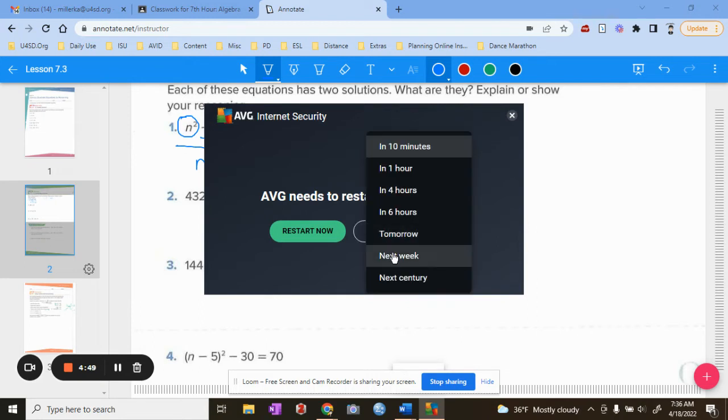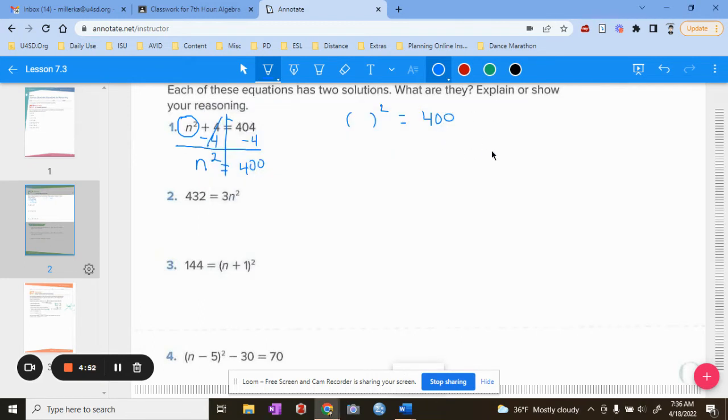Excuse me while I remind myself later to restart my computer.